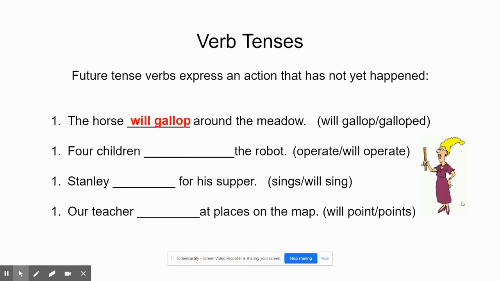Let's go to the second one. Four children blank the robot. Remember, pick the verb that shows it will happen in the future. It has not yet happened. Did you say will operate? Good work. Number three, Stanley blank for his supper. If we want to show the future tense verb that it has not yet happened, we would need will sing. And the last one, our teacher blank at places on the map.